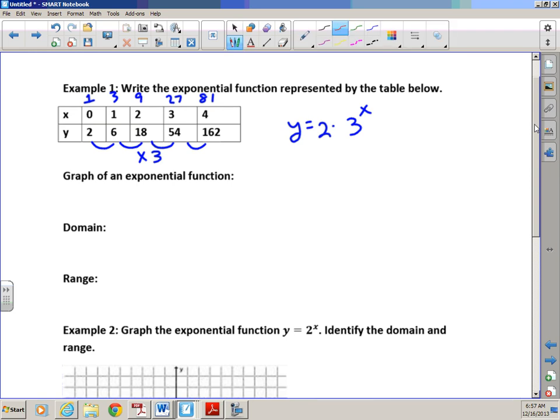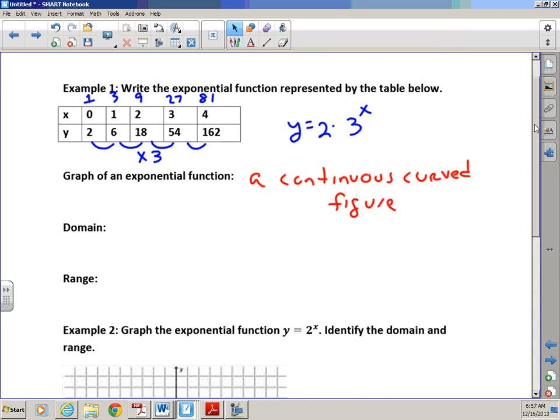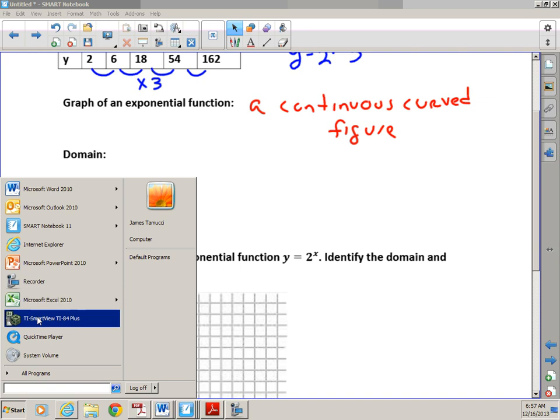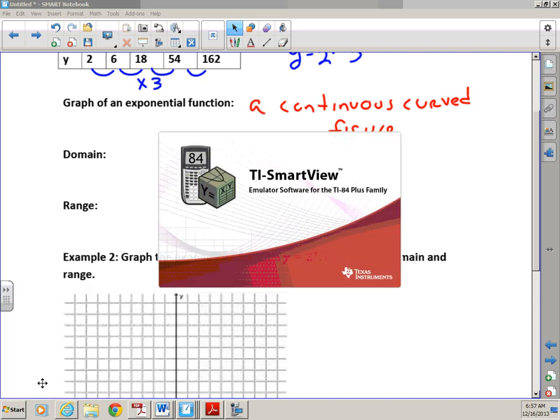What is the graph of an exponential function? It's a continuous curved figure. Okay? Now, the domain and range are the same concepts as we've talked about. Now, just give me a second, because what I want to do is call up, and hopefully it'll work, our graphing calculator, because we're going to use that in a second to do our graphing here.